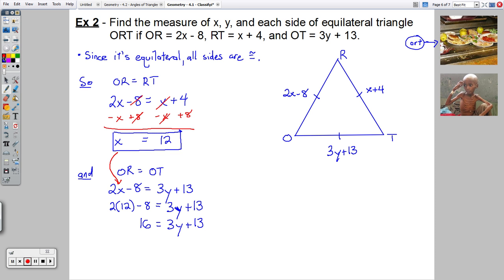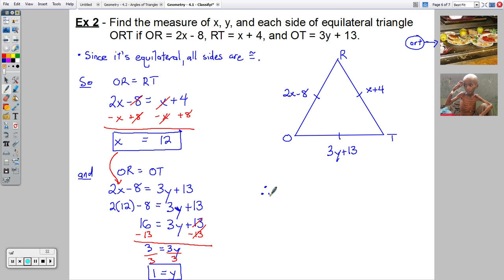And then this one I purposely made to work out nicely. Could you have fractions? Could you have decimals in your answers? Sure. But this one we're not going to. We will have 3 equals 3y, meaning if you divide both sides by 3, y equals 1. And so that's part 2 here. We found x, we found y. Now we're finding each side of the equilateral triangle.